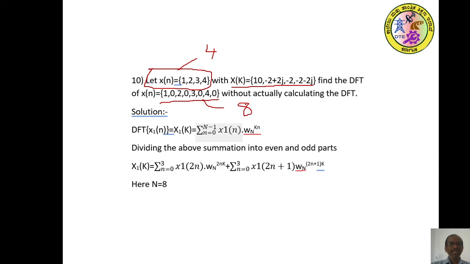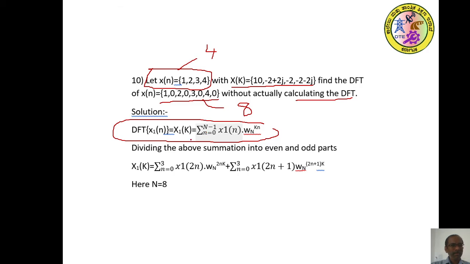Now the question is, I don't want to calculate the DFT directly; just calculate the DFT of this x1 of n, 10, 20, 30, 40, without actually evaluating the DFT. Means you should not calculate the 8-point DFT and tell me the answer. You should tell the answer by seeing these two relationships only. So let us compute the DFT for x1 of n, something like this. Instead of x of n, we have taken that as x1 of n.